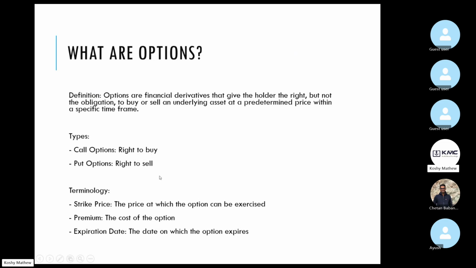Put options, you have the right to sell. The good thing about options is that whenever you buy or sell, you're not obliged to buy that stock or sell that stock. You don't become the owner of that company. For example, when you buy a stock, you become a shareholder, a percentage owner of that company. But when you buy a derivative, you're not. You can buy anytime and sell anytime.